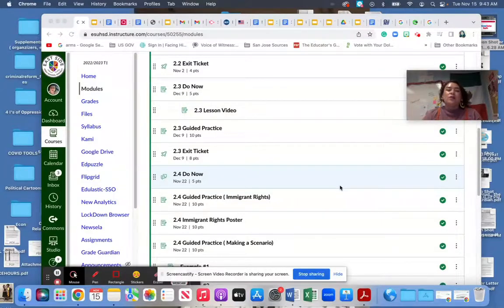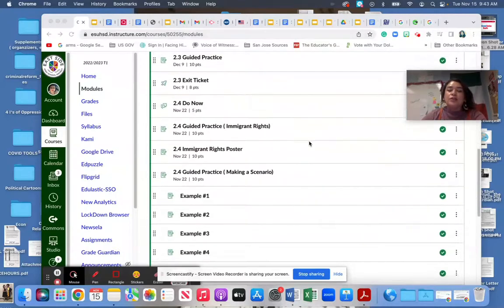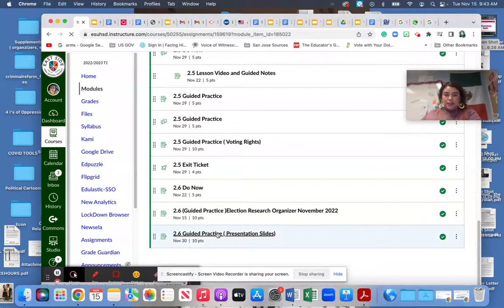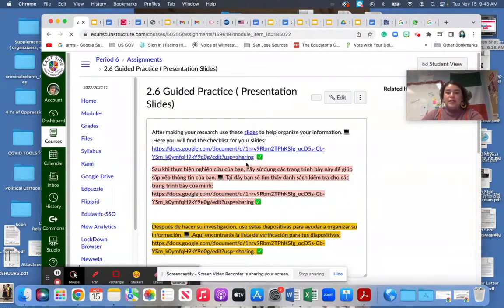Hello everyone, we are now doing our 2.6 module, and in this module you will be doing research on propositions and/or candidates for the November 22 elections that just passed. Before we start, you will open up your guided practice presentation slides, and I want you to look over the slides.